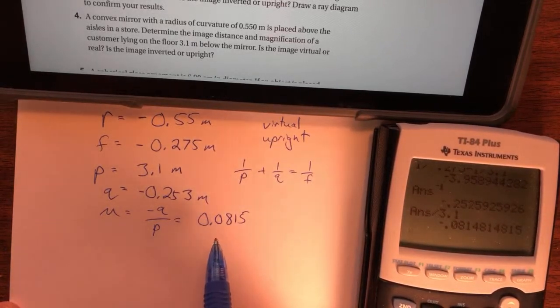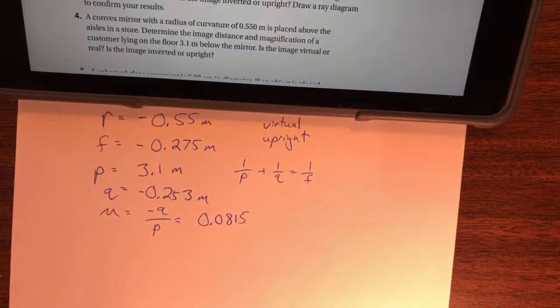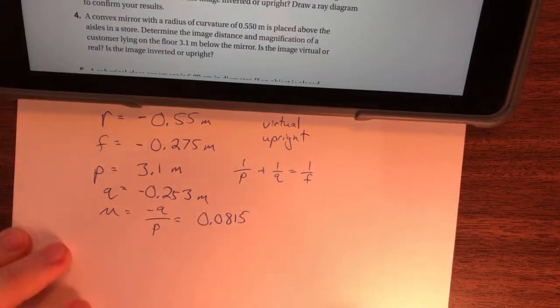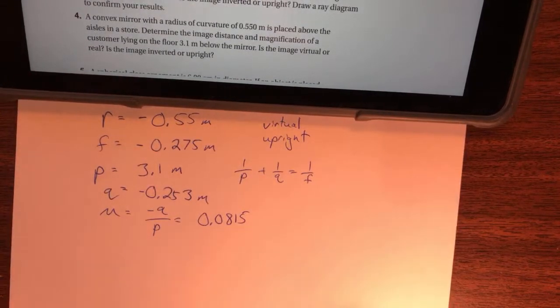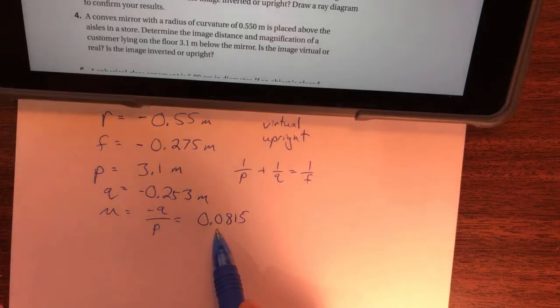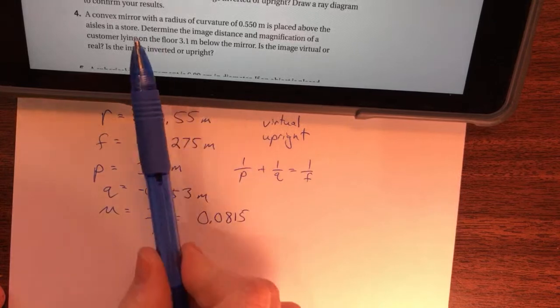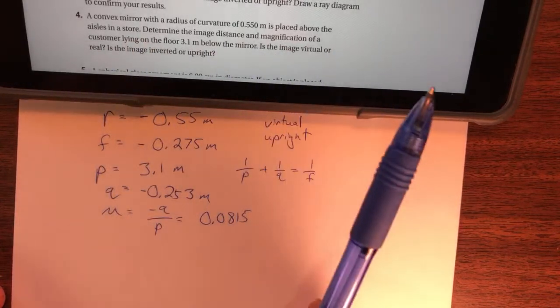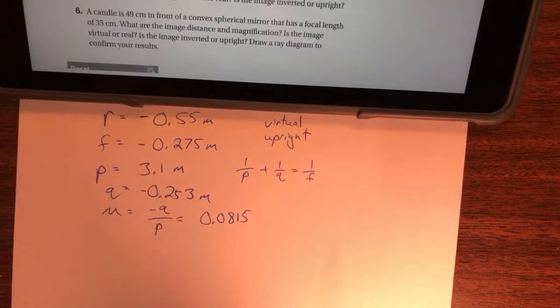And do we want to know, does it tell us how big the thing is? No, I don't think we need any of that. All right, I think we're just good. We can go ahead and do the diagram. It doesn't even say to do a diagram. I got a ridiculously small magnification. I'm not even going to do the diagram. I don't think we have to, right? Yeah, let's just go on to number 5.